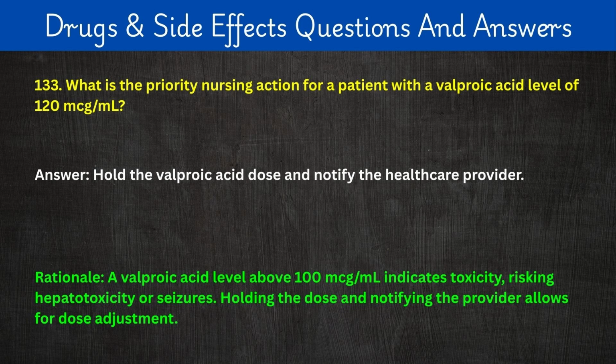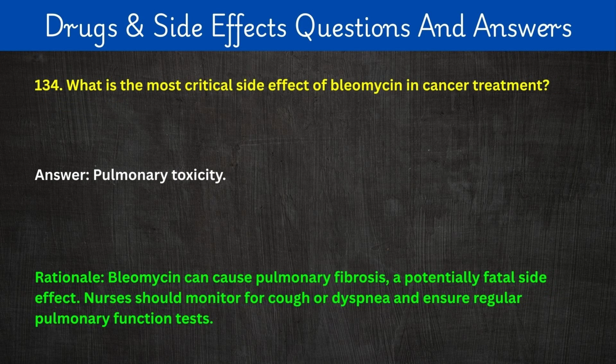Holding the dose and notifying the provider allows for dose adjustment. 134. What is the most critical side effect of bleomycin in cancer treatment? Answer: Pulmonary toxicity. Rationale: Bleomycin can cause pulmonary fibrosis, a potentially fatal side effect. Nurses should monitor for cough or dyspnea and ensure regular pulmonary function tests.